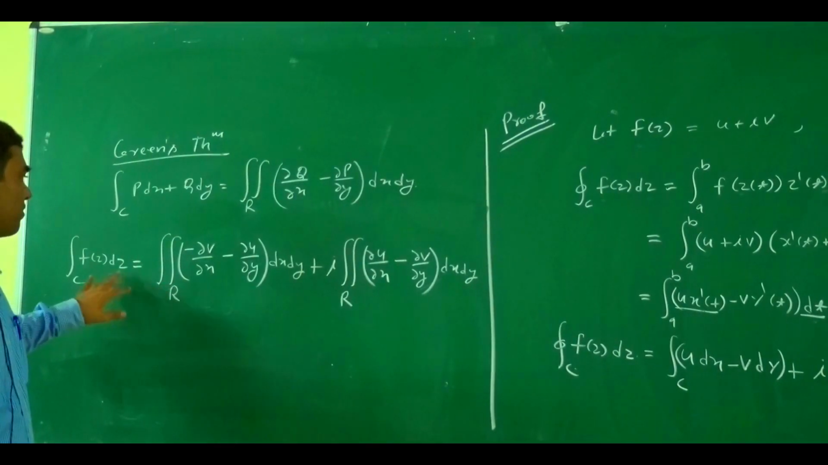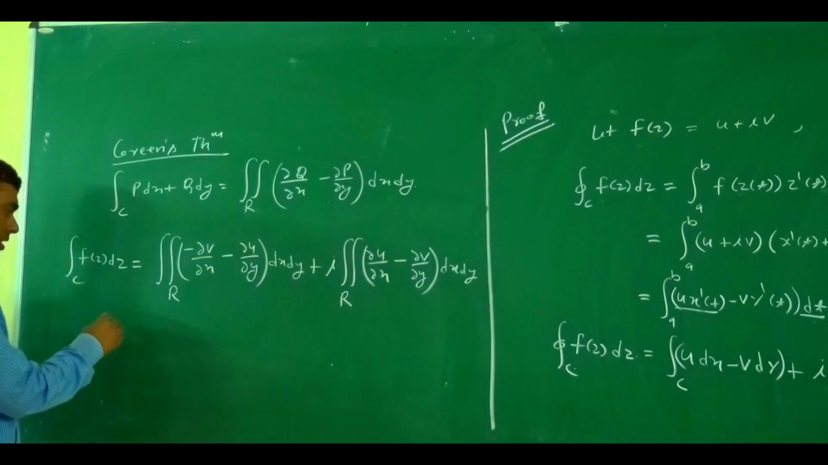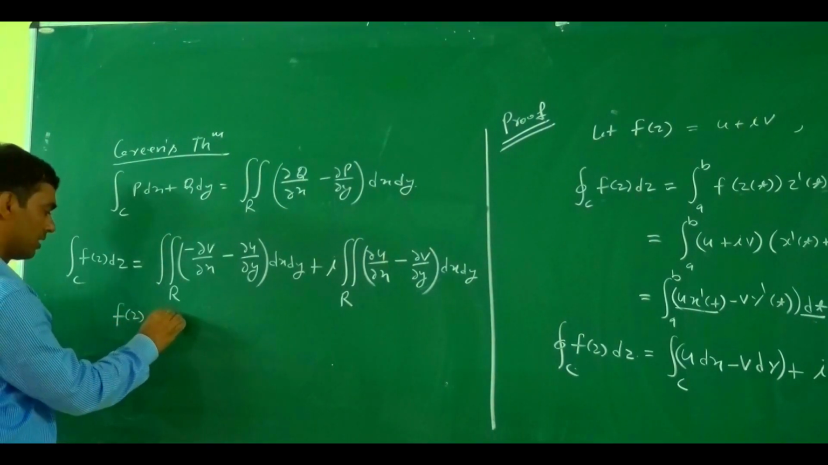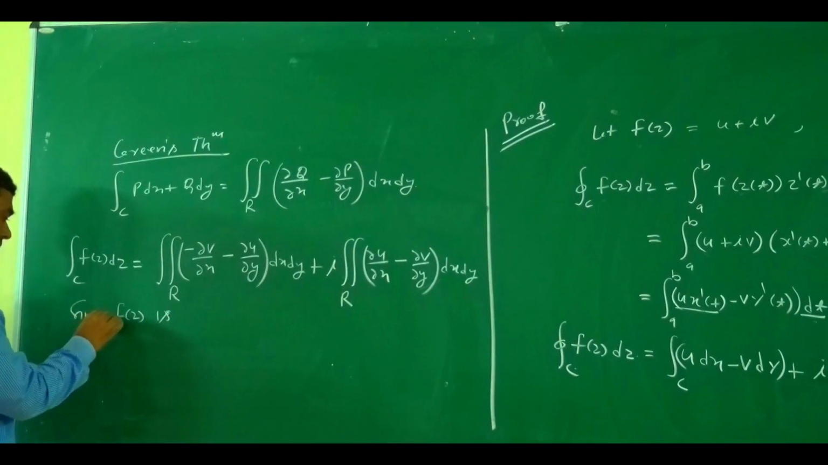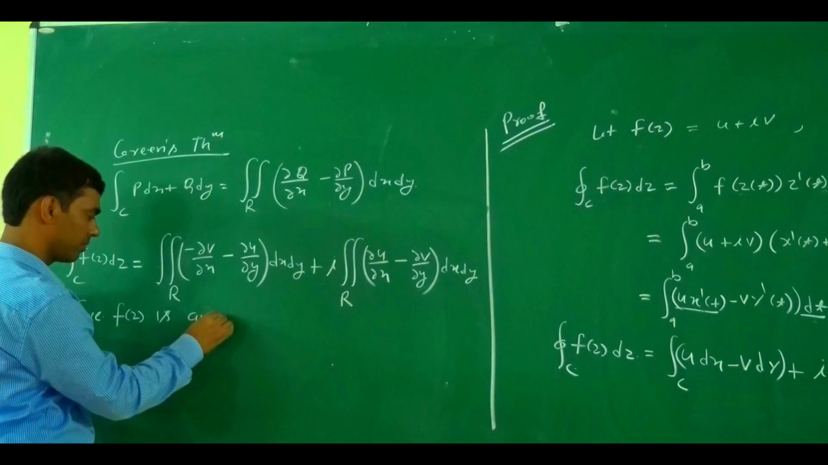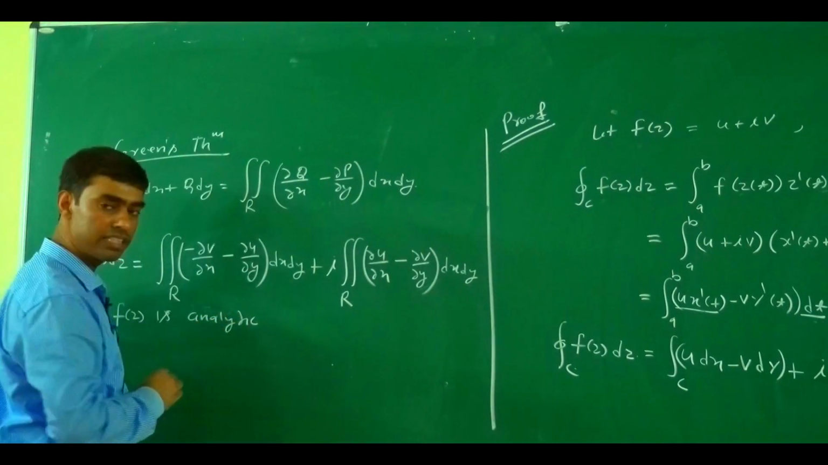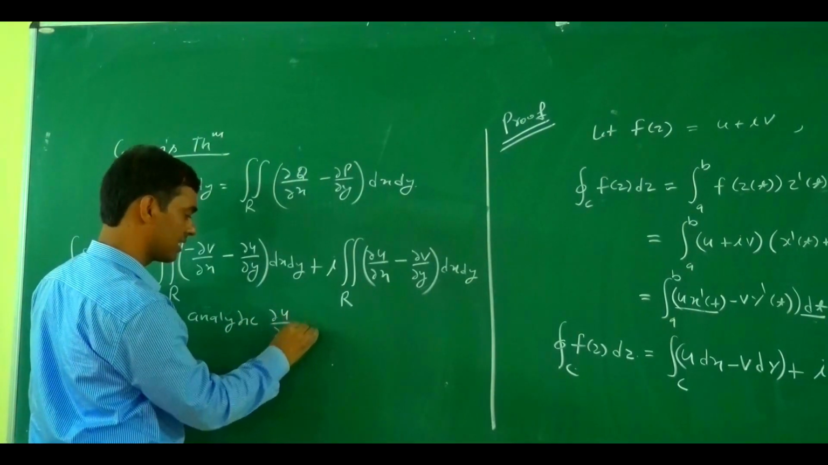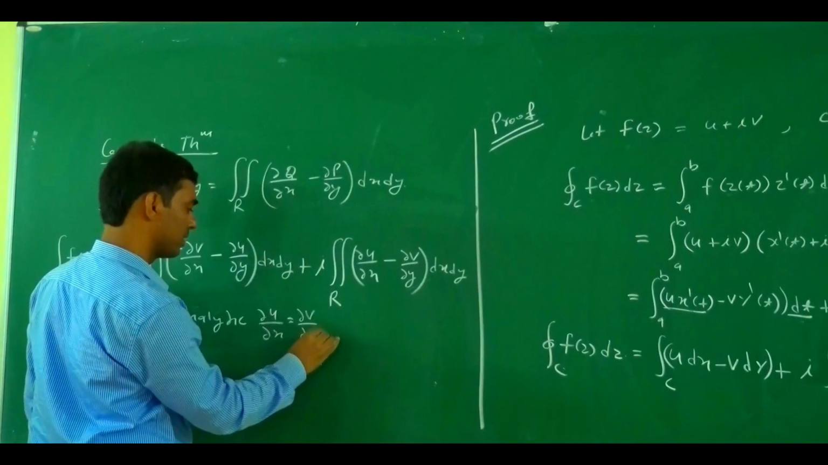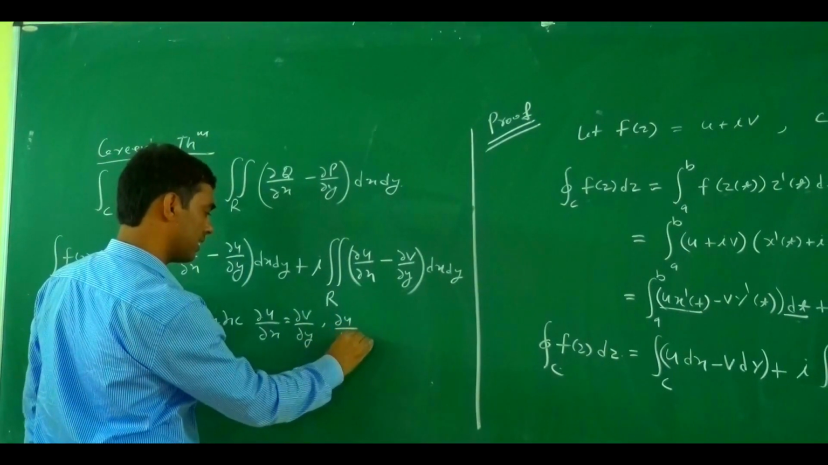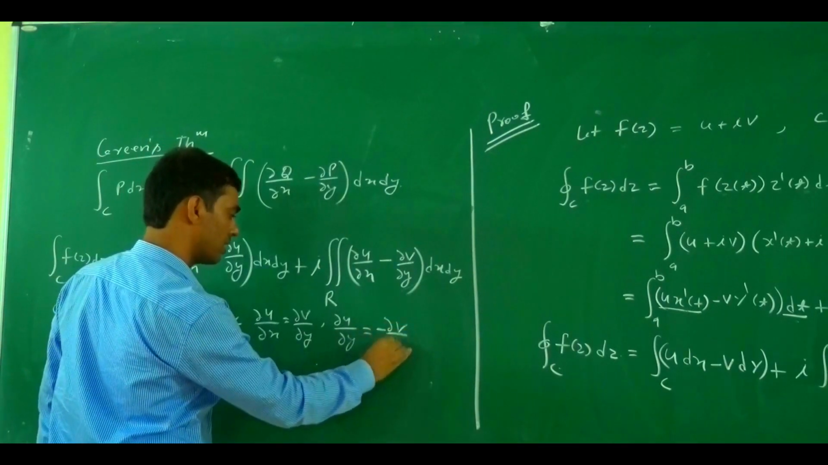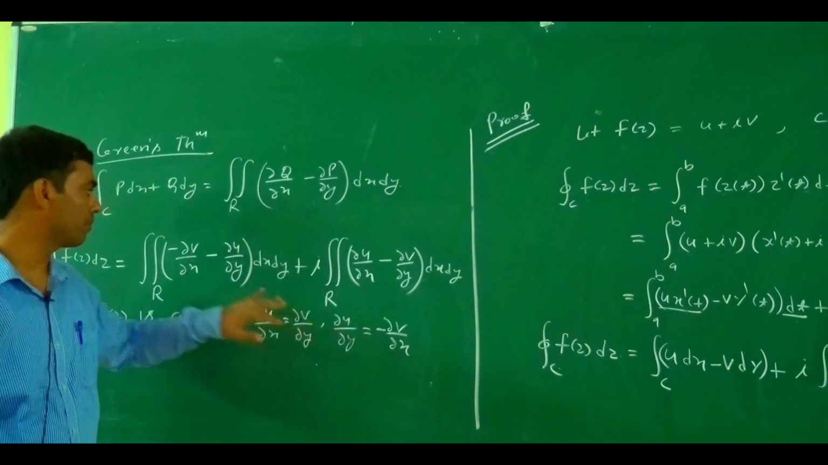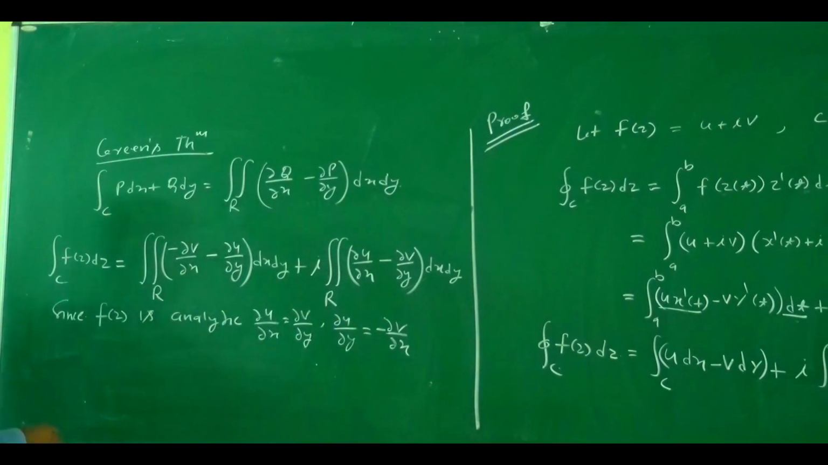Since the function is an analytic function, according to the statement of the theorem, f(z) is analytic. Since f(z) is analytic, it satisfies the CR conditions. What are the CR conditions? Del u upon del x equals del v upon del y, and del u upon del y equals minus del v upon del x. So here we use del u upon del y equals minus del v upon del x.